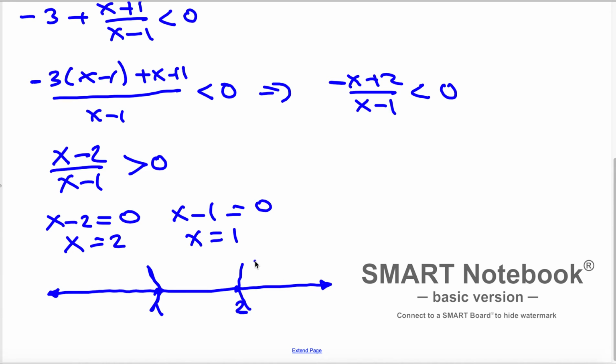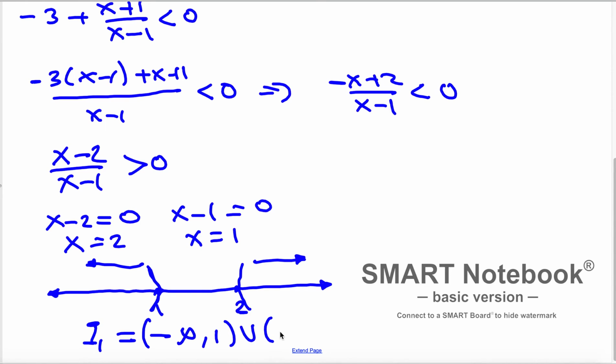So because it's in this region, let me make one sign here to show in which direction the solution goes. But the part between 1 and 2 is not part of the solution. If we write this in the form of intervals, this is interval 1, or case 1: from minus infinity to 1, union from 2 to infinity. This is the part of the solution.